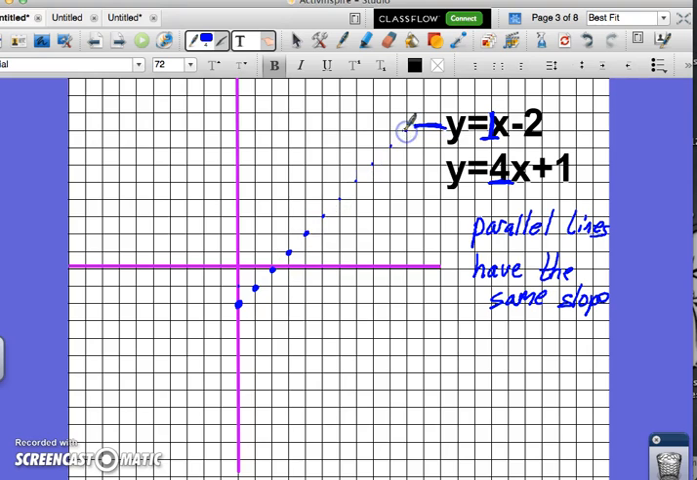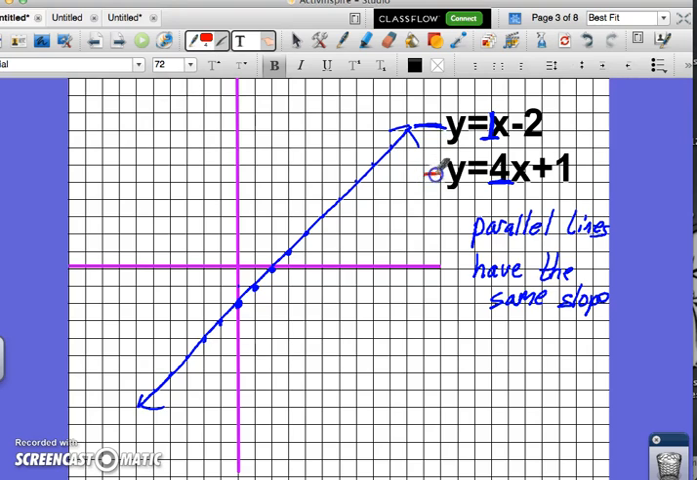I could keep going as far as I wanted to, or I could go down 1, left 1, down and left, as long as I really wanted to. But the point here is that we've got this line that looks like this. So there's my line, y equals x minus 2. It's graphed. So let's graph the second one.